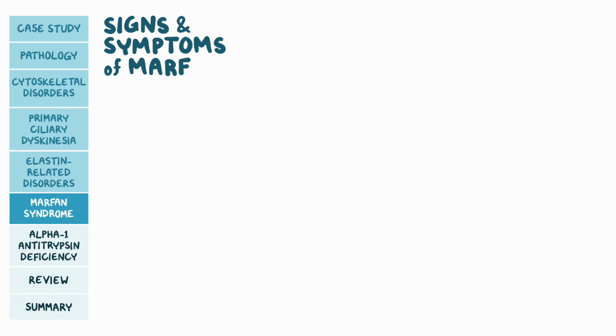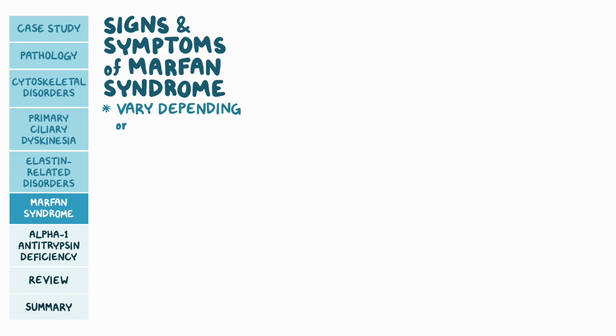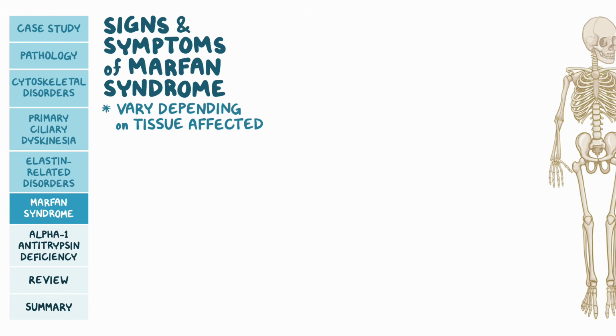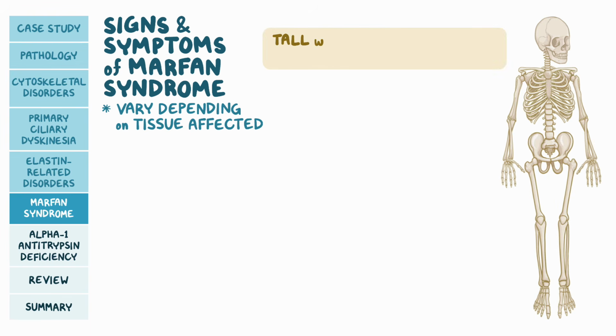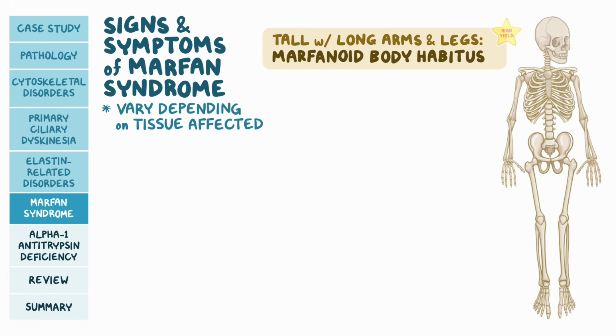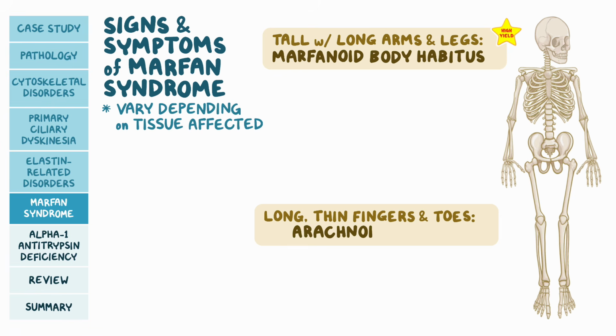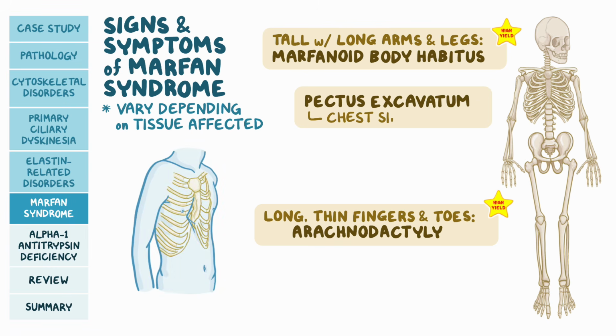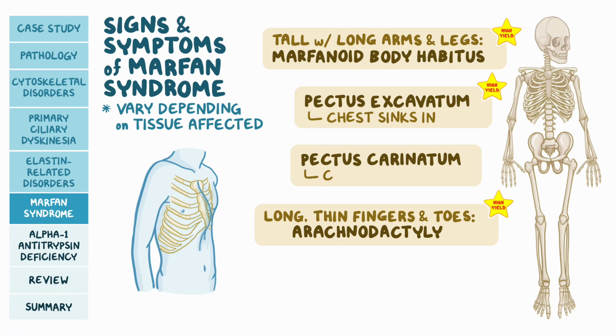Signs and symptoms of Marfan syndrome vary depending on the tissue affected. The most obvious physical features involve the skeleton, since individuals are tall and have long arms and legs. For your exams, remember that this is called a Marfanoid body habitus. They also have long, thin fingers and toes, which is called arachnodactyly. In addition, overgrowth of ribs can cause pectus excavatum, where the chest sinks in, or pectus carinatum, where the chest points out.